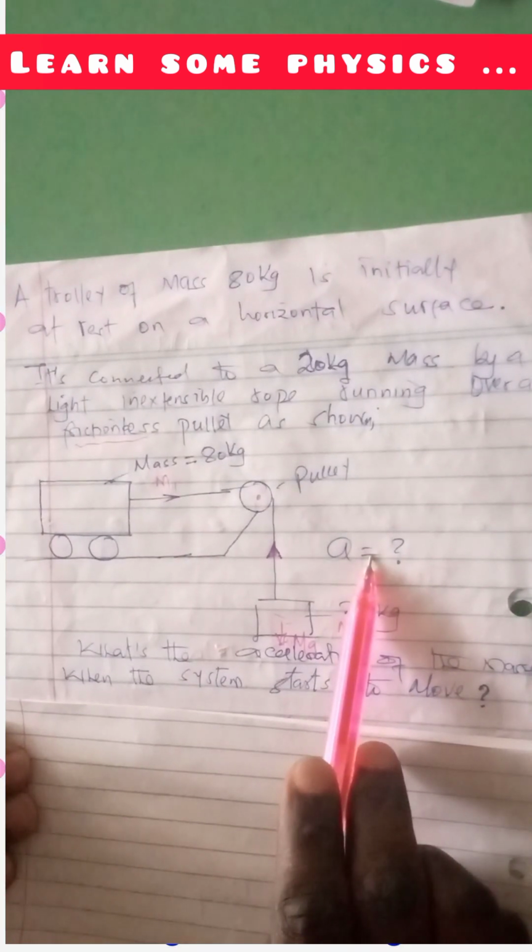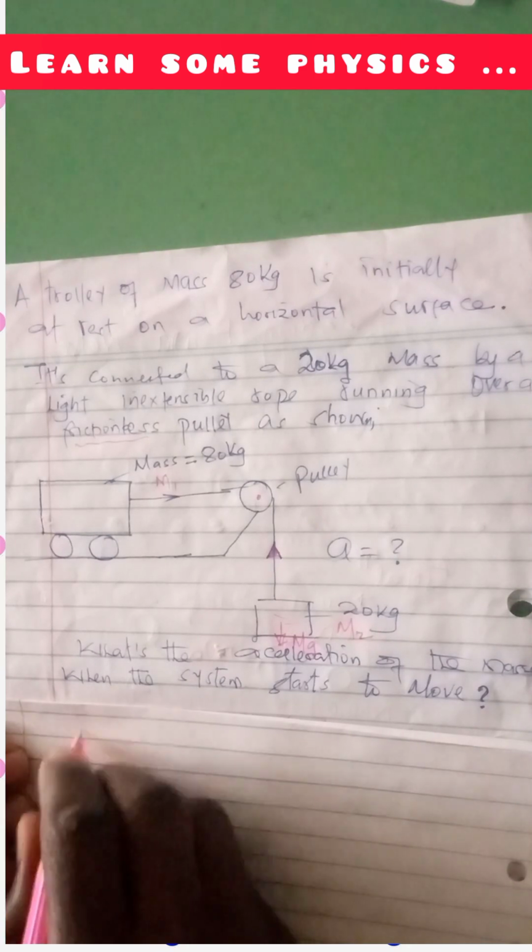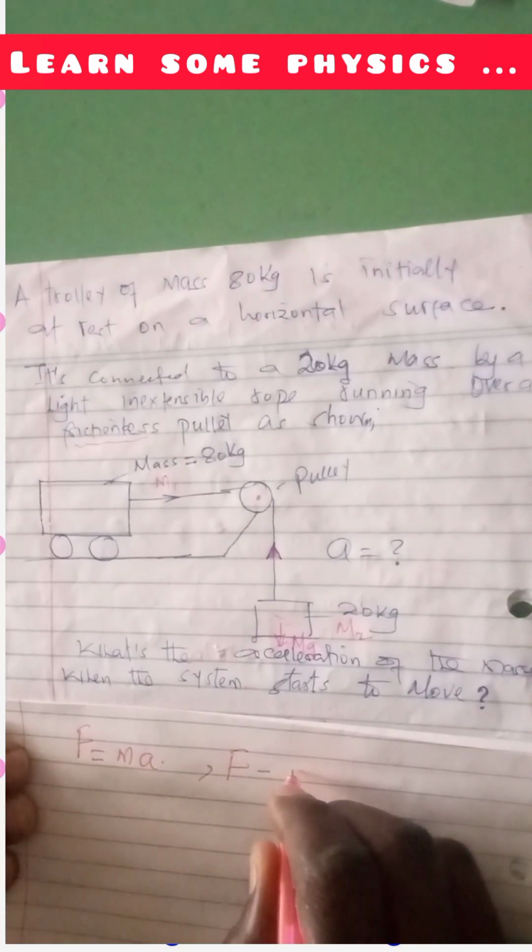Now, you are required to find this acceleration. So the question is, what is the acceleration of the masses when the system starts to move? This is what you are going to do. So we will say now, from Newton's second law of motion, we have force equals mass multiplied by acceleration, where we are saying that the F represents the accelerating force.